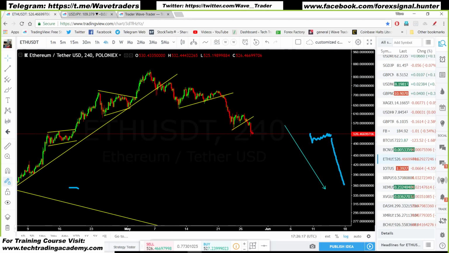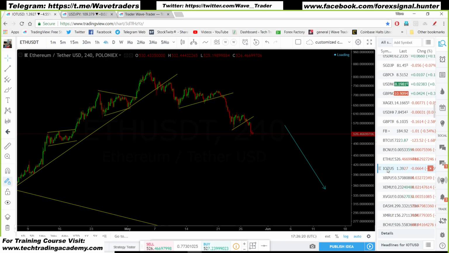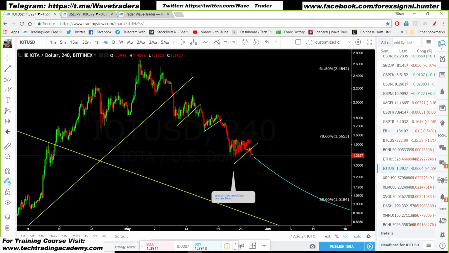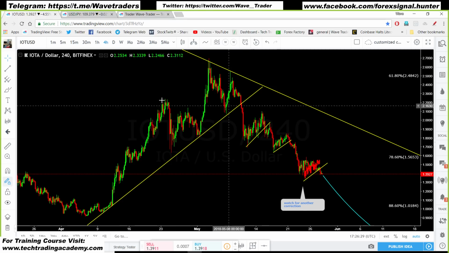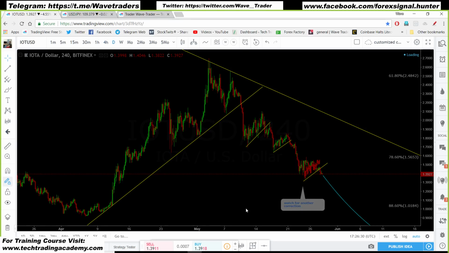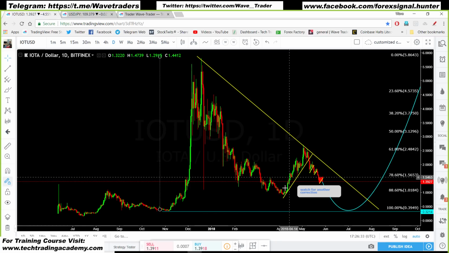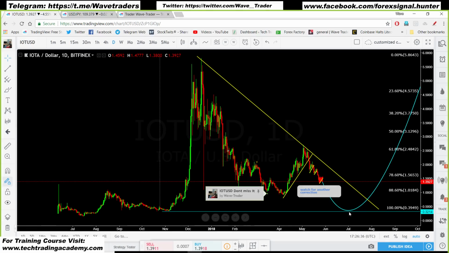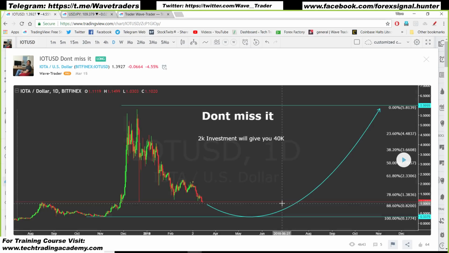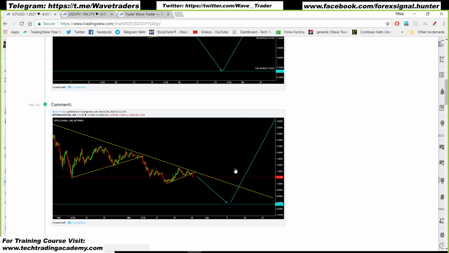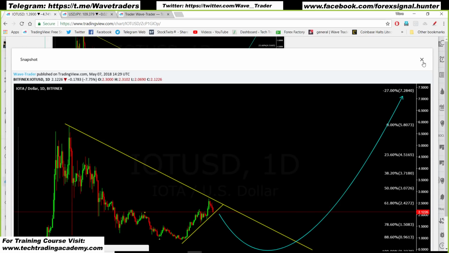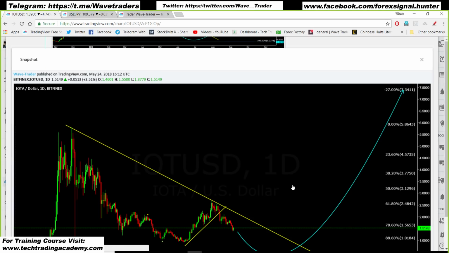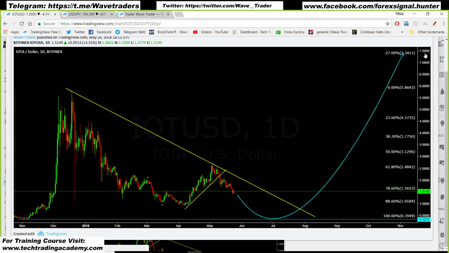Same on all other altcoins against the dollar. I'm showing you altcoins against the dollar from a longer term perspective, not for short term trades. All right, so those who are looking to convert their dollar into altcoins for longer term, keep an eye on these coins. Okay, so this is what I was showing you last time. Complete that move, complete one more drop. Price is just about to complete that one more drop.